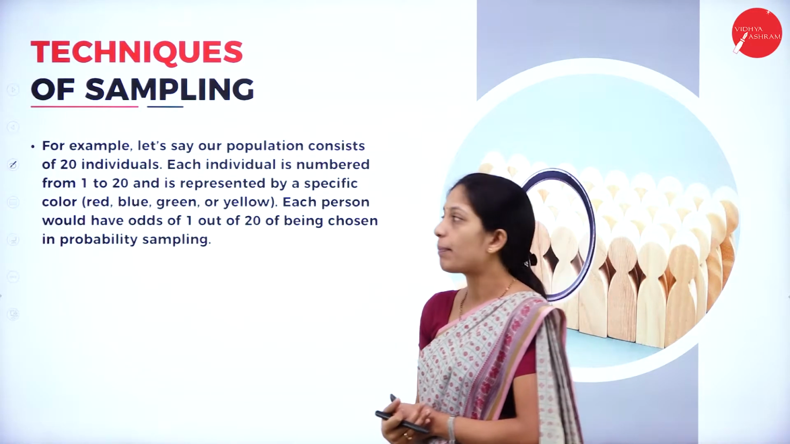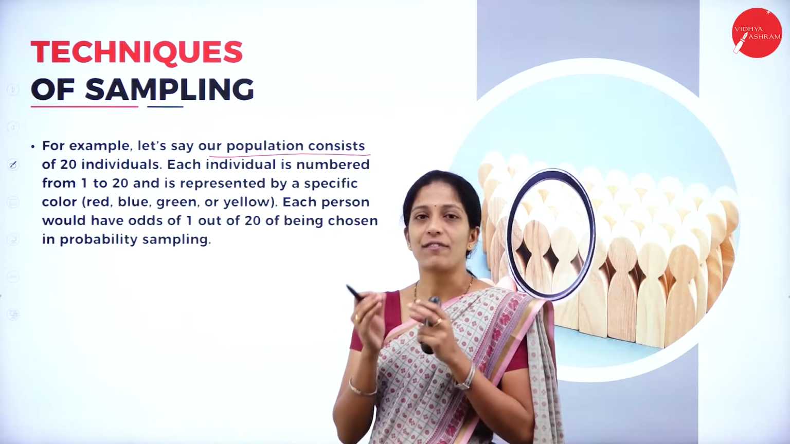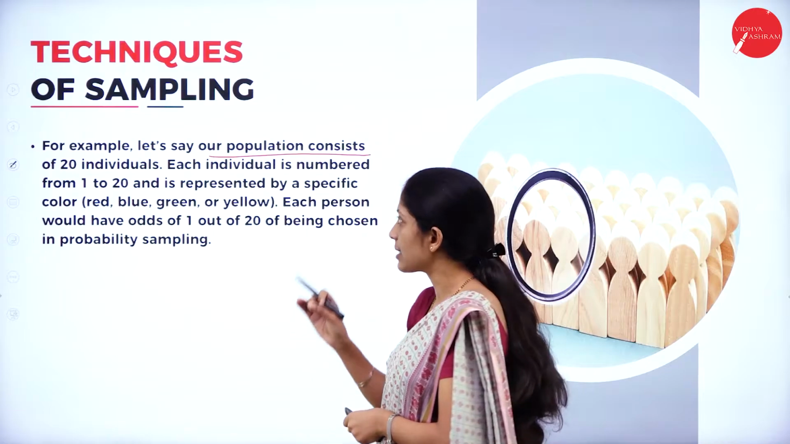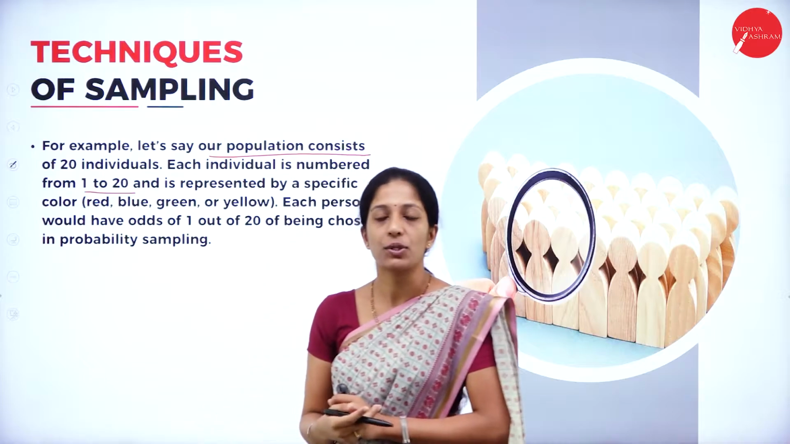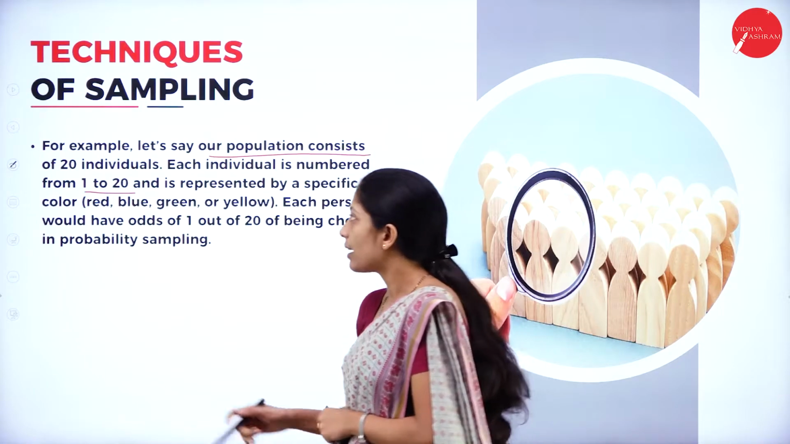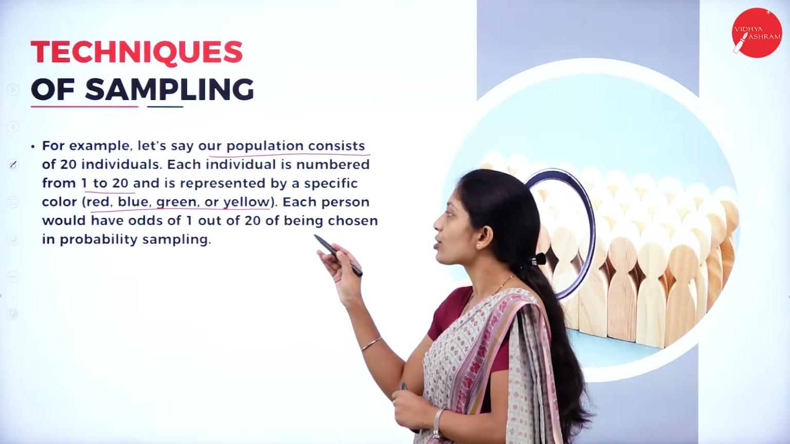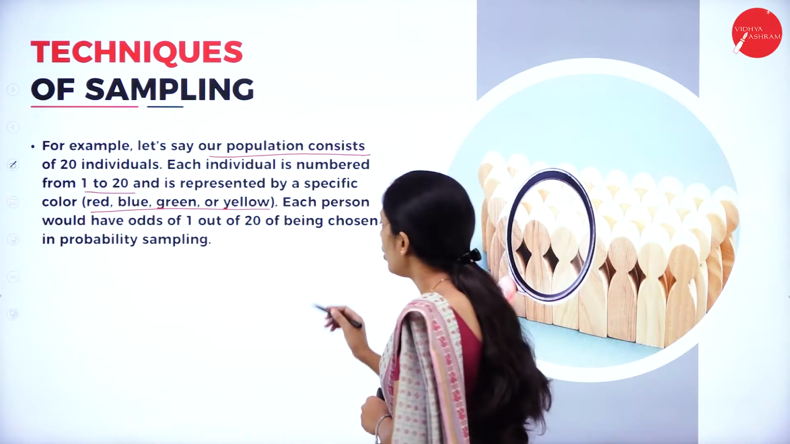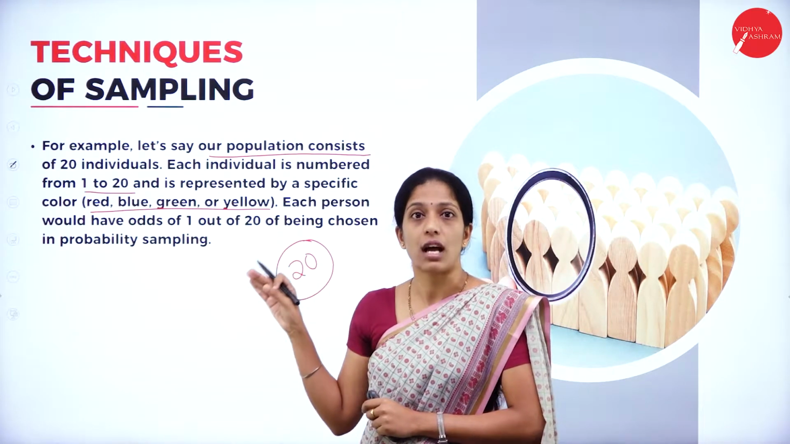Yes, we shall take an example here. For example, let's say our population consists of 20 individuals. So we have taken a small number where 20 individuals is the total sample size. Each individual is numbered 1 to 20 and is represented by a specific color, that is red, blue, green or yellow. Each person should have odds of 1 out of 20 of being chosen in probability sampling. Now, out of 20 members, any member or all the members have an equal chance to be selected.